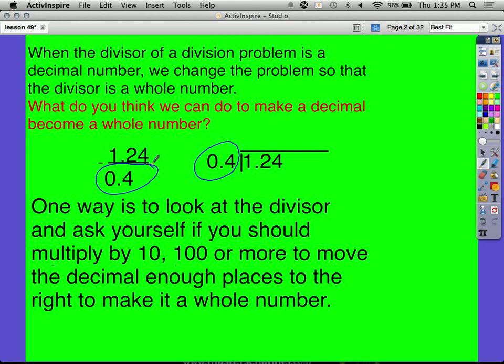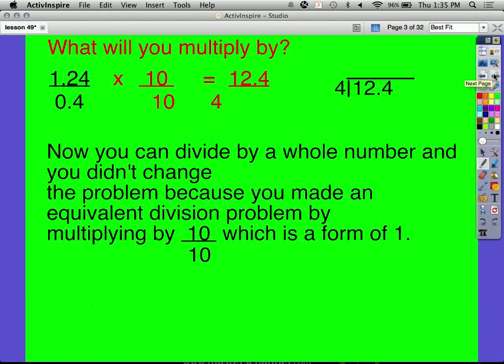What do you think we can do to make a decimal become a whole number? One way is to look at the divisor and ask yourself if you should multiply it by 10, 100, or more to move the decimal enough places to the right to make it a whole number. So what will we multiply in this problem? Well, I look at that divisor. I need to multiply by 10 to get that decimal over here so that it becomes a whole number of 4. Okay, because I'm moving it one spot.